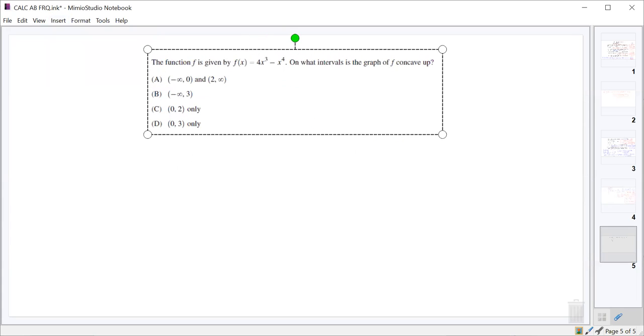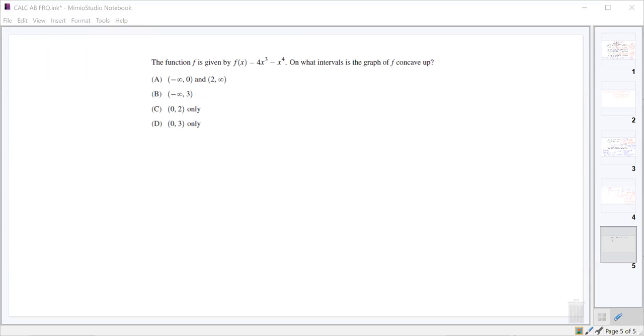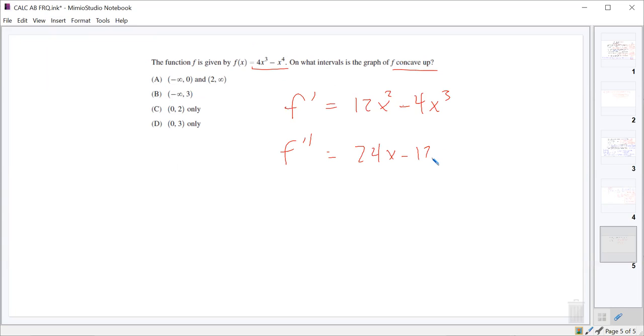All right, so let's do this one real quick. Our function is 4x cubed minus x to the 4th. We want to know when it's concave up. So first we'll find the derivative, which will give us 12x squared minus 4x cubed. But concavity only comes from our second derivative. So we'll take a second derivative and get 24x minus 12x squared. To figure out when it's concave up, we first need to figure out when that equals 0. We can factor a 12x out of that to give us 12x times 2 minus x. And then this equals 0 when x is 0 and when x is 2.